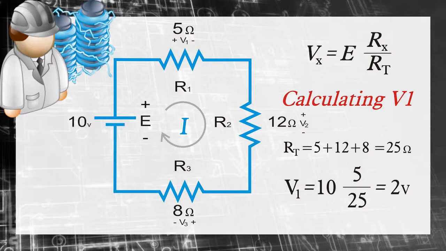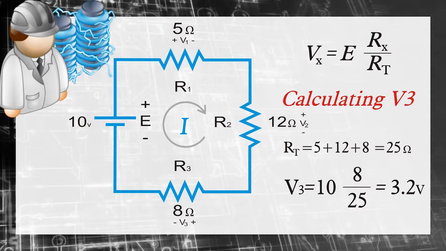Now to calculate the potential difference across V1, we can use the above formula shown and sub in the known values. In this case, our E value is 10, which is then multiplied by the resistance value that we are finding the voltage across being 5 ohms. Then it is all divided by the total resistance previously calculated of 25 ohms, giving us a value of 2 volts for the voltage drop across R1. This same process can be used to calculate the voltage drop across R2 and R3.